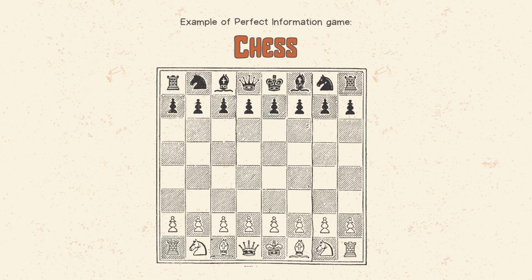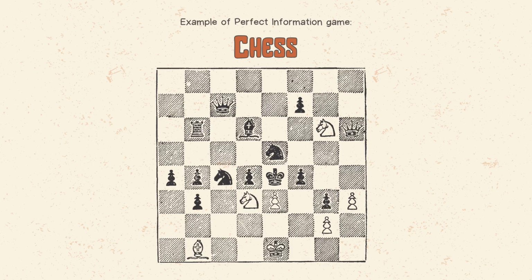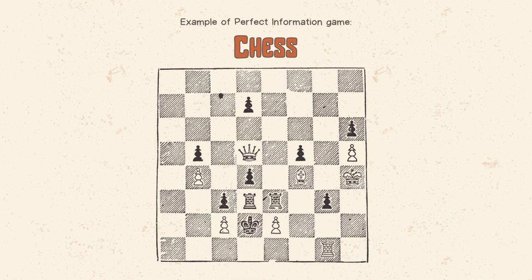An example of a perfect information game is chess, as each player can see all the pieces on the board at all times. The reason why chess is a perfect information game is that there is no hidden information or chance involved in the game. Every move is observable and deterministic, and the outcome depends only on the players' strategies.